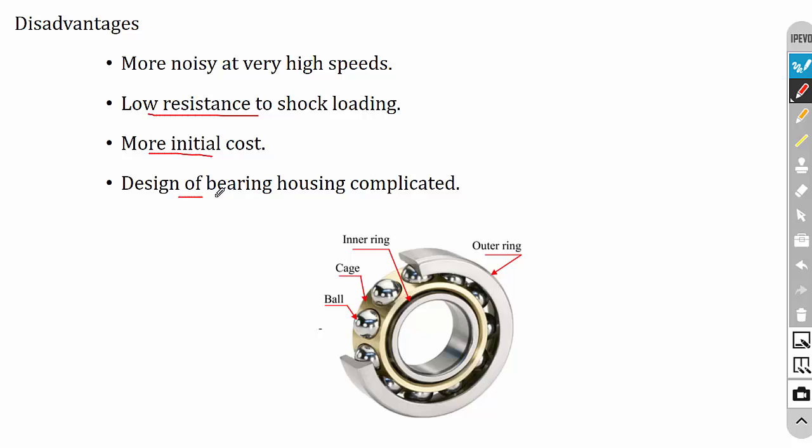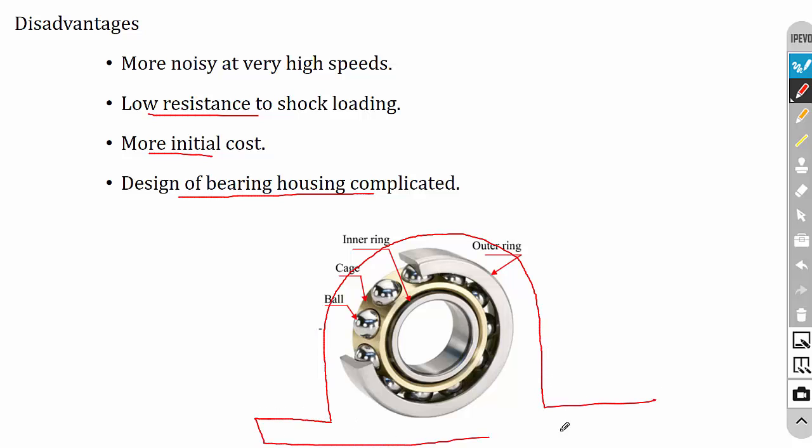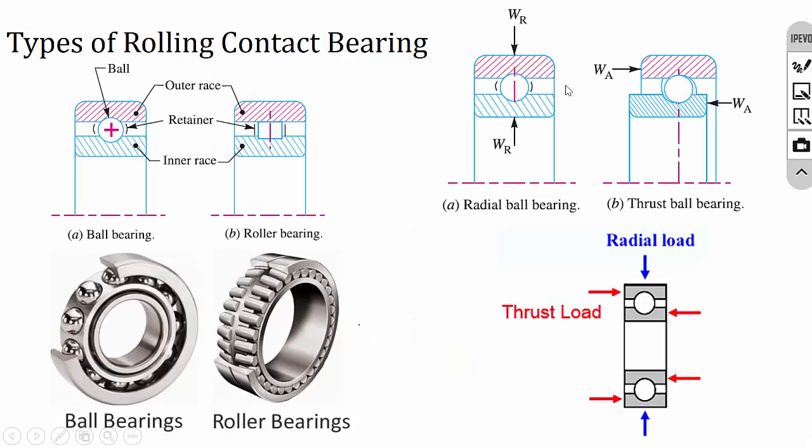The design of bearing housing is complicated. Around the bearing we have to provide a bearing housing like this to keep the bearing in a stationary part. So the design of bearing housing is a complicated one in the case of rolling contact bearings.